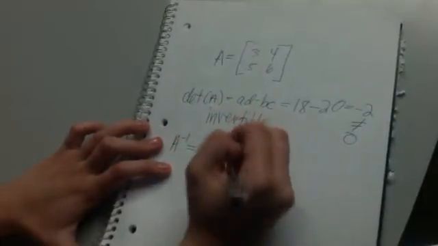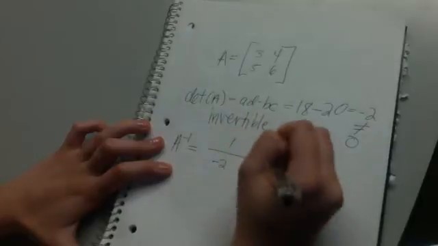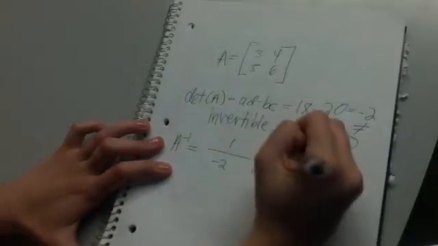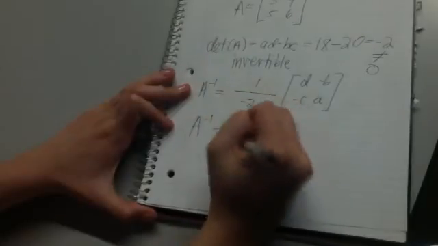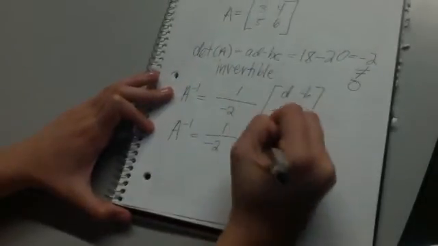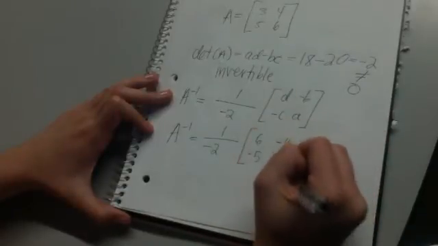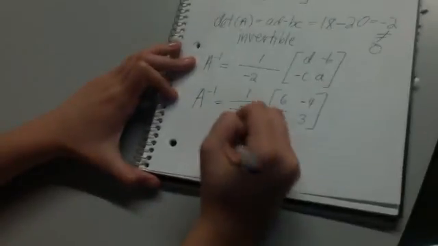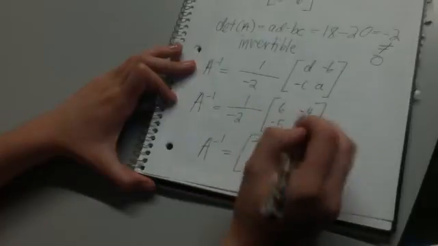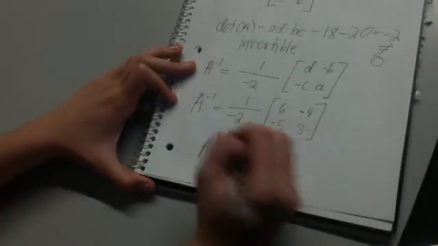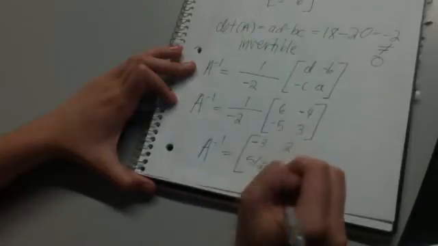Alright, now in order to actually find the inverse matrix, we do 1 over the determinant, which we found to be negative 2, and we multiply that by D, negative B, negative C, A. So we know that D is 6, negative B is negative 4, negative C is negative 5, and A is 3. So for our answer, we have the inverse matrix A is 6 divided by negative 2, which is negative 3, negative 4 over negative 2, which is 2, negative 5 over negative 2, which is 5 over 2, and 3 over negative 2.